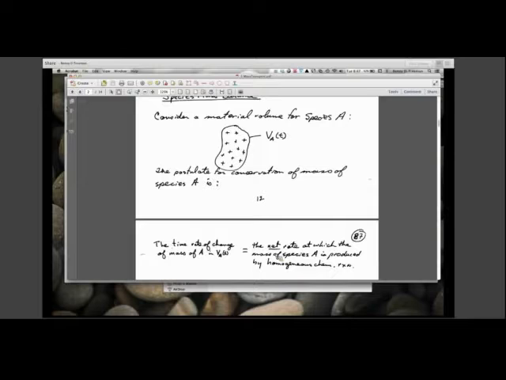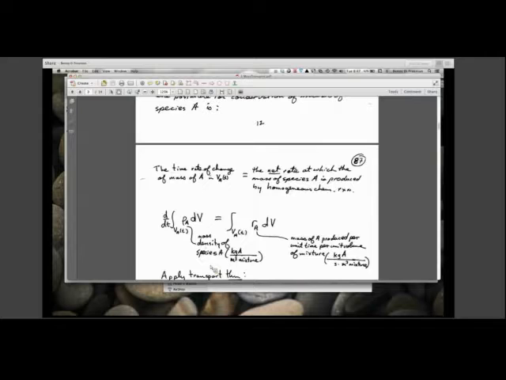First, in words. The time rate of change of the mass of A inside this material volume is equal to the net rate at which the mass of species A is produced by homogeneous chemical reaction. And we're going to put heterogeneous reaction off to the side here for just a moment. So the time rate of change of the mass of A in this volume is equal to the net rate at which A is produced by homogeneous chemical reaction. And the word net is underlined because it reflects the possibility that in complex systems, A may be produced in some reactions and consumed in others.